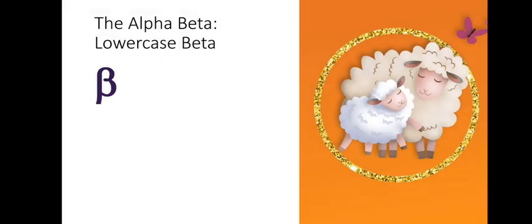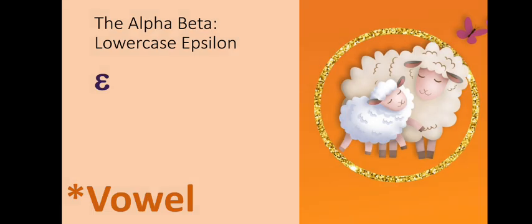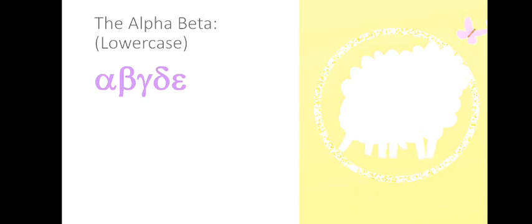Next, we have beta, similar to the English B. And we would expect to see a C kind of a letter here, but instead in Greek it's more like a G, gamma. So we have alpha, beta, gamma. This is delta, like in English D, and another vowel, epsilon. Epsilon is like the English E in some ways.